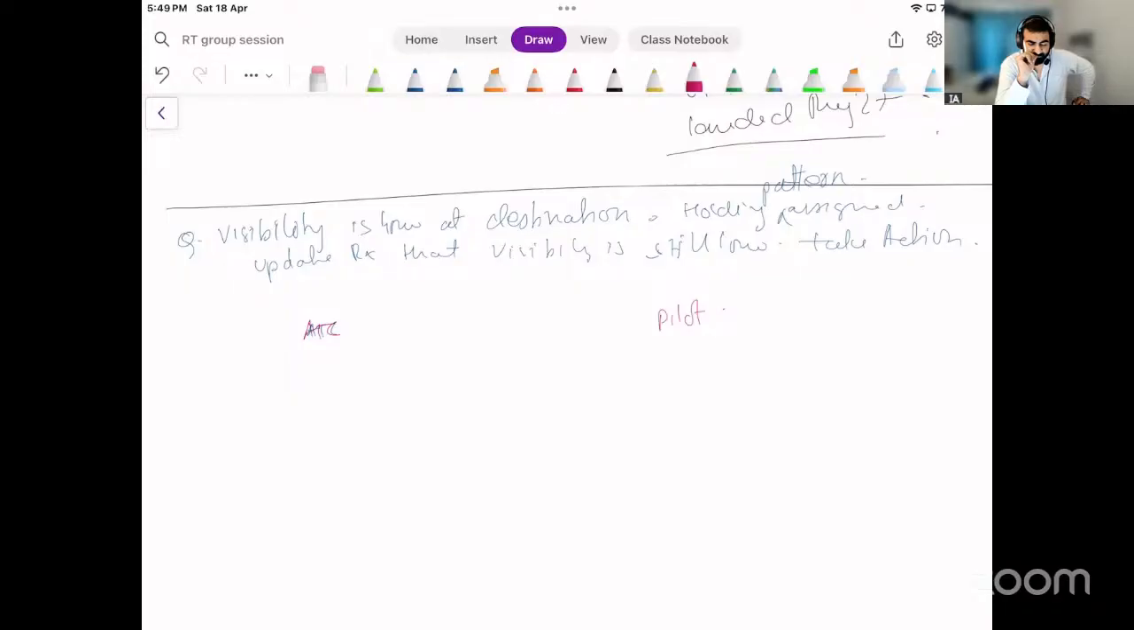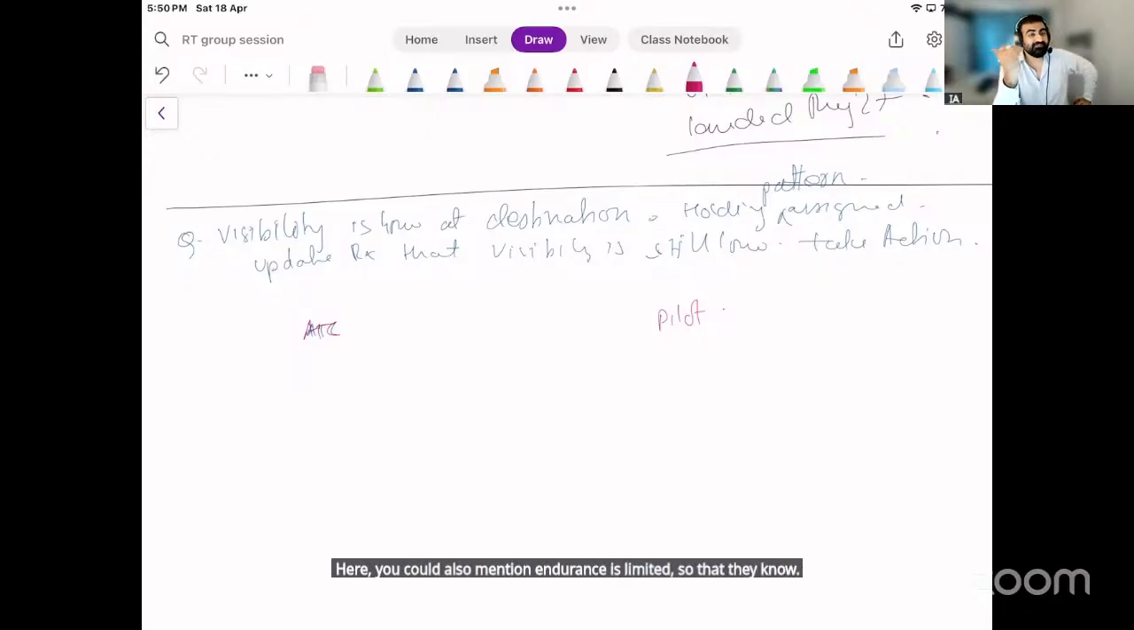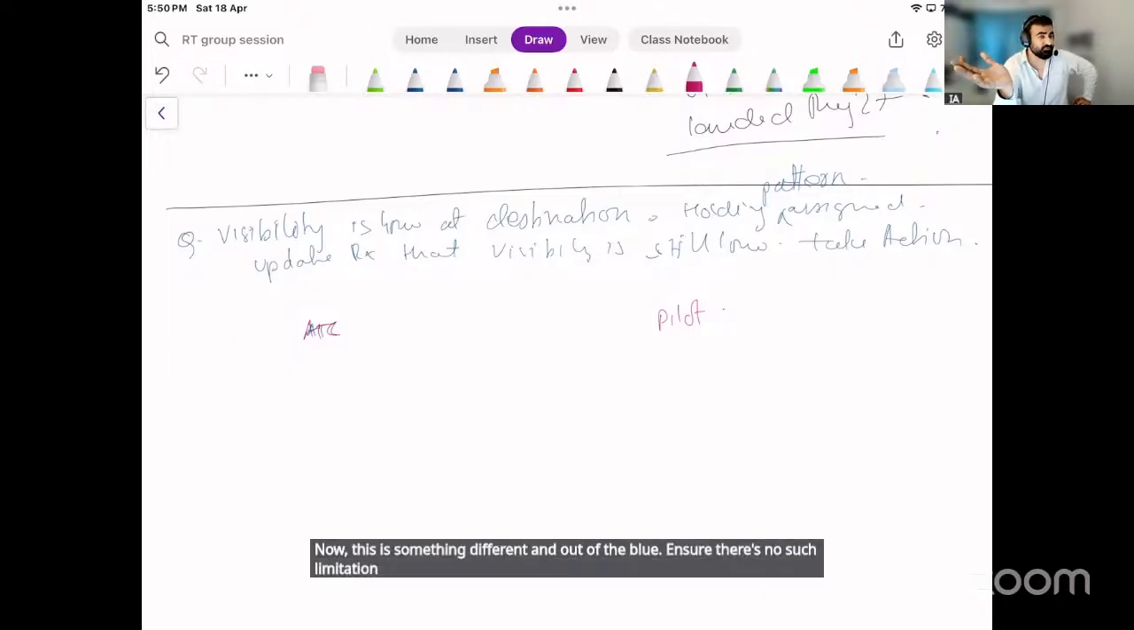Delhi approach, Victor Tango Delta Romeo Victor, holding over Ikaba, requesting ILS approach runway 19 due low visibility. Here you could also mention endurance is limited so that they know. Okay. Now, this is something different and out of the blue. Ensure there's no such limitation mentioned that you cannot do ILS approach.